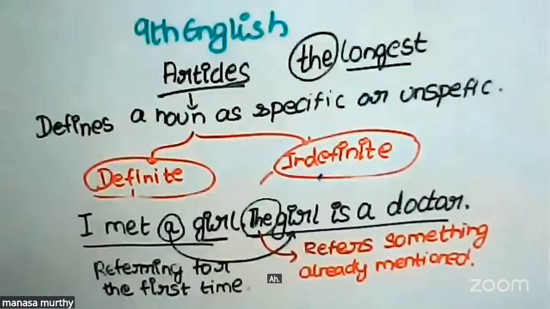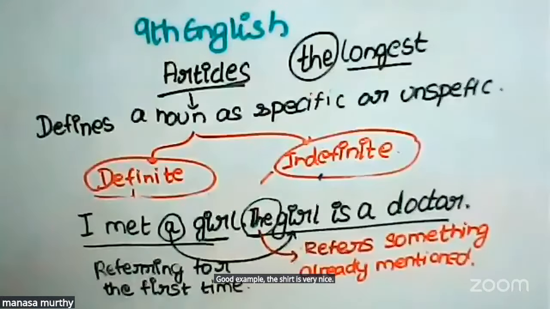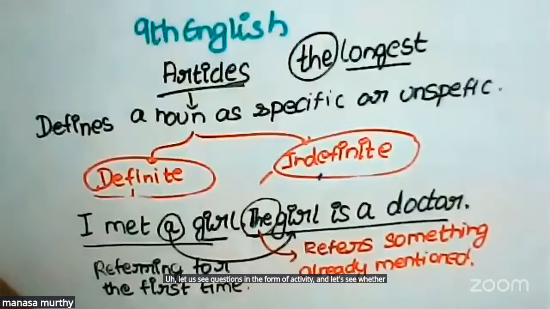Correct. I bought a shirt. One shirt ತಗೊಂಡ್ ಬಂದೆ. ಆ ಶರ್ಟ್ ತುಂಬಾ ಚೆನ್ನಾಗಿದೆ. Very nice. Good example. The shirt is very nice. Very well understood. Now let us see questions in the form of activity, and let's see whether you are able to identify.